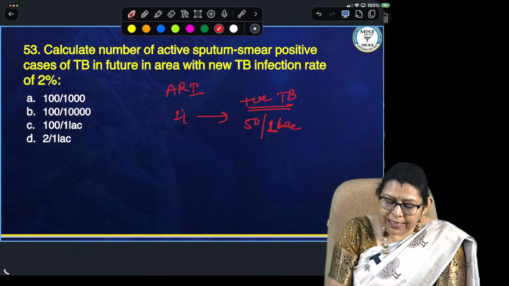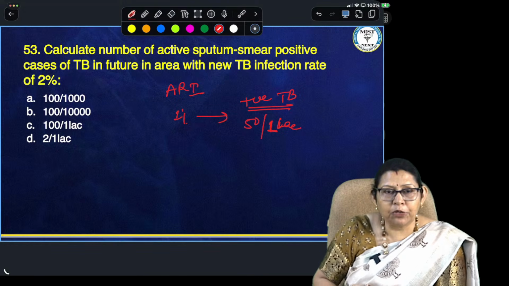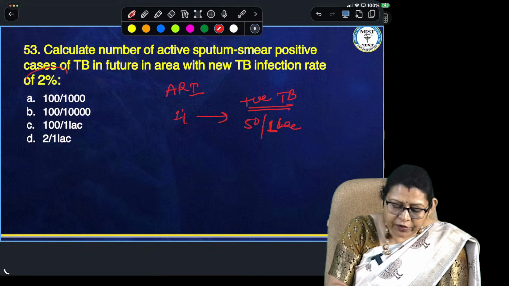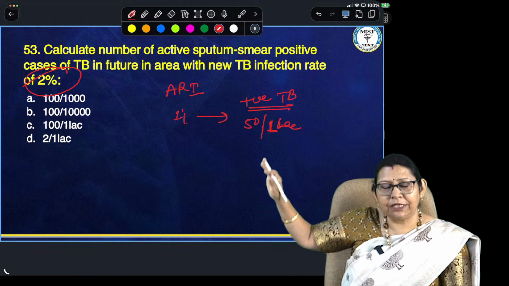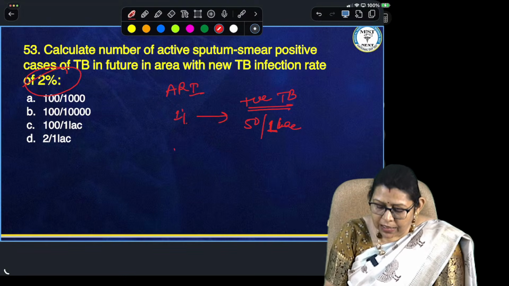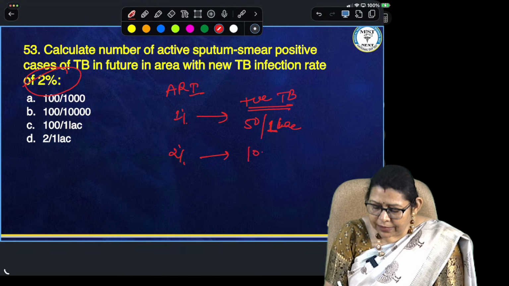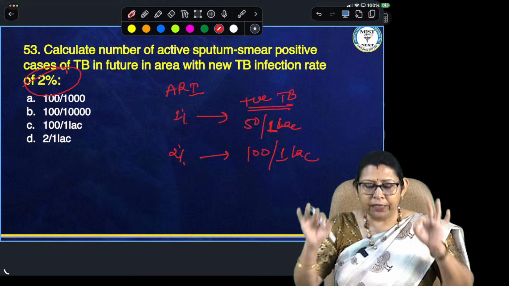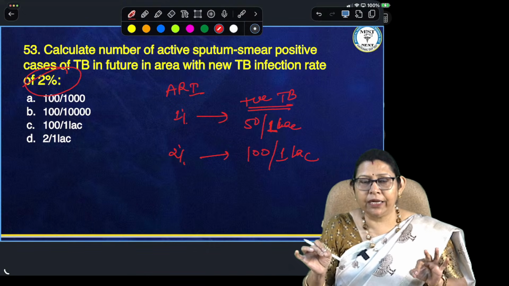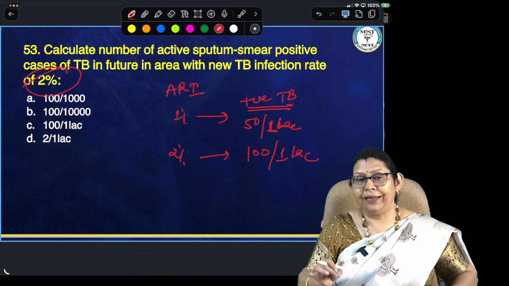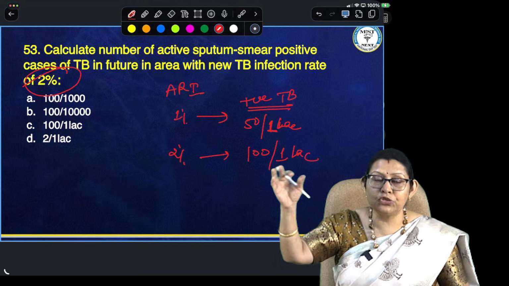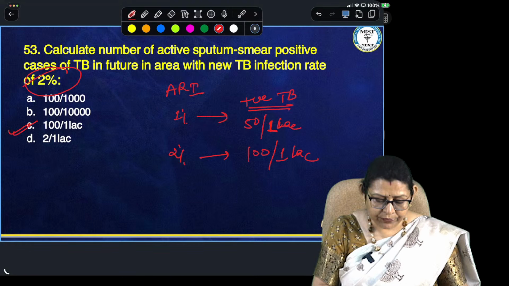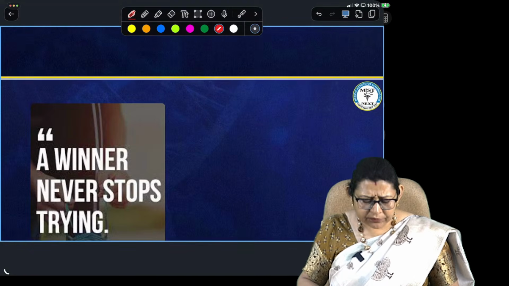So what they are asking is the number of active sputum smear positive cases in future if the new TB infection rate is 2%. If 1% gives 50 per lakh, then 2% will double it, that is 100 per 1 lakh population. Okay, so there is no formula here; it is a fact based question. 1% ARI currently means in future 50 sputum positive cases per 1 lakh. So here it will be 100 per 1 lakh. Okay?